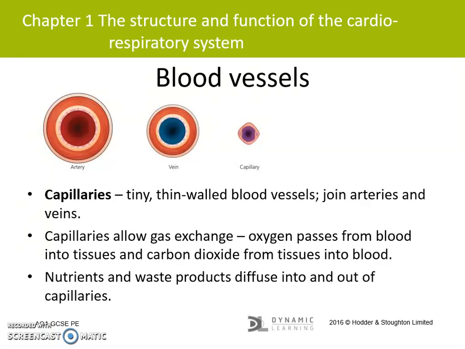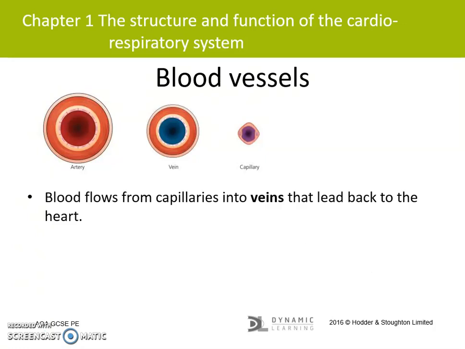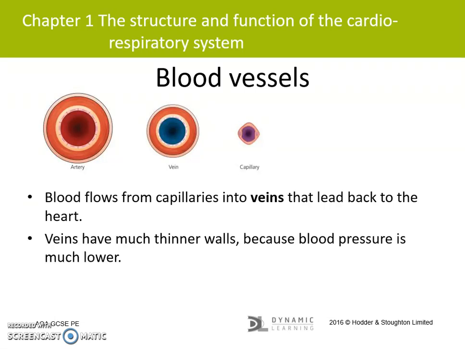And also, it's not just oxygen and carbon dioxide that go across capillaries. You've got waste products and nutrients that are also going across them. And then blood flows from capillaries into veins, and veins take blood back to the heart. So veins, as you can see in the diagram here, have much thinner walls because the blood pressure is a lot lower going through them. Remember, arteries have a lot of high blood pressure going through because they're being pumped from the heart. The veins are under a lot less pressure because they're just returning blood back to the heart.